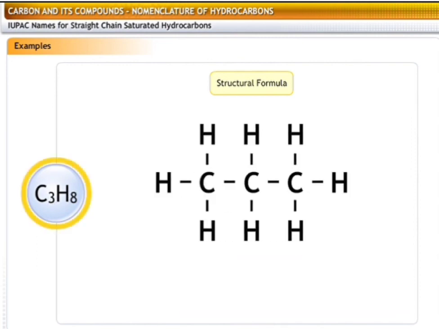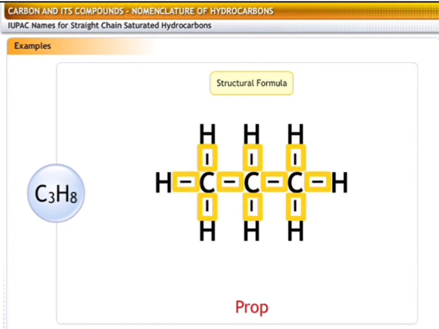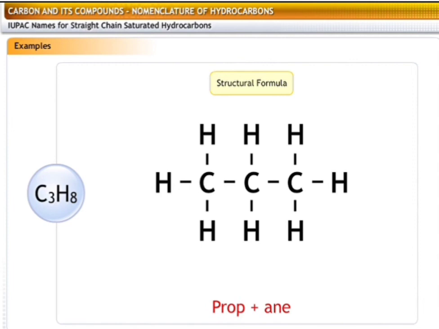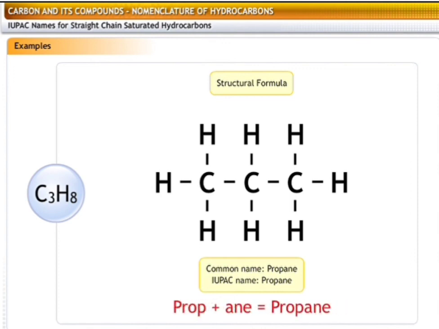The compound C3H8 contains 3 carbon atoms. Hence the root is prop. The carbon atoms are saturated. Each carbon atom has 4 bonds attached to different atoms. Thus, it is an alkane. The IUPAC name is a combination of prop and ane, making it propane.